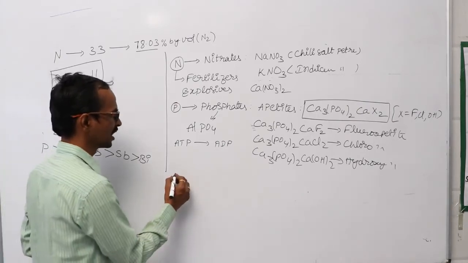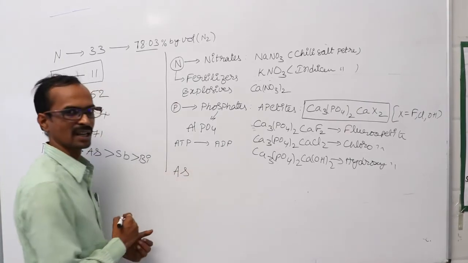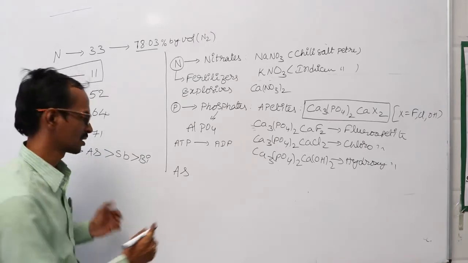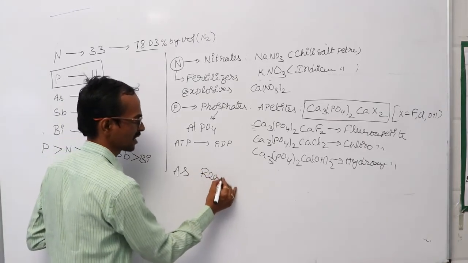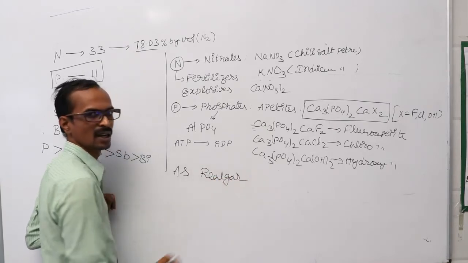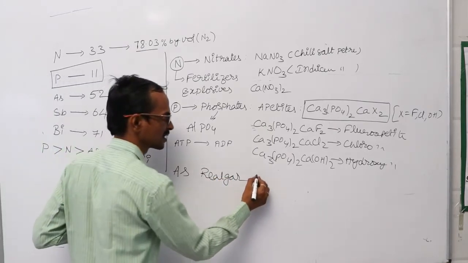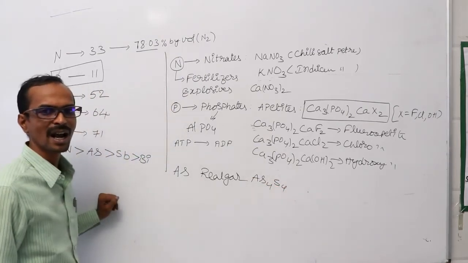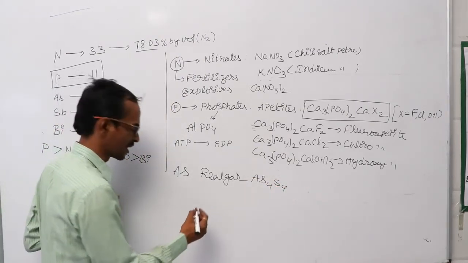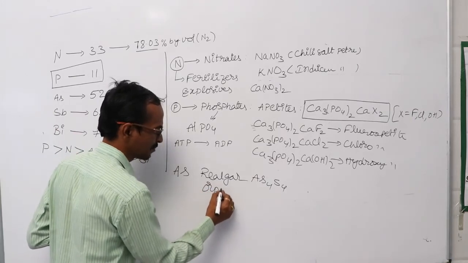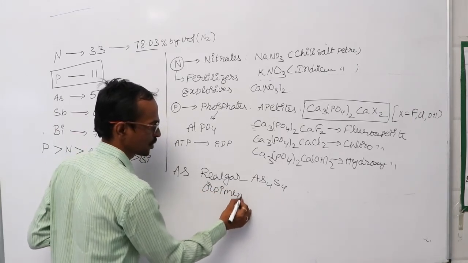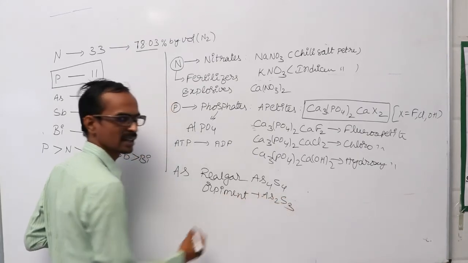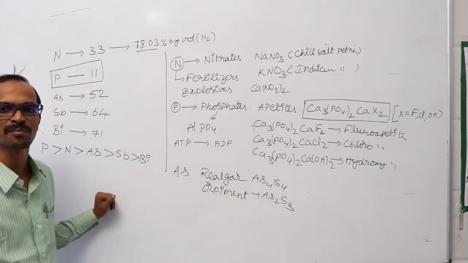Next, arsenic is present in realgar, whose molecular formula is As4S4. It is a sulfide. Arsenic is also present as orpiment, whose molecular formula is As2S3.